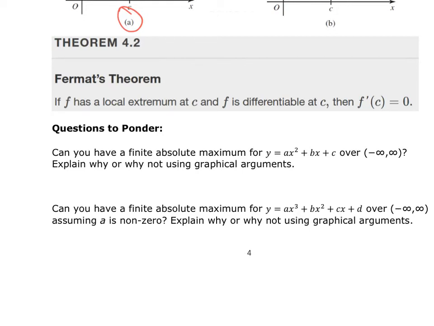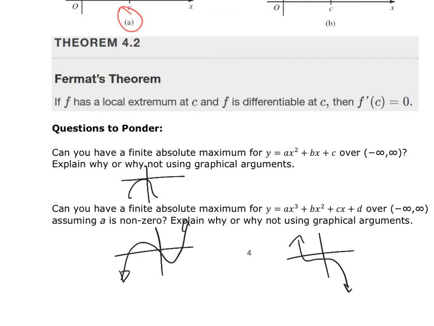Cubics are going down forever on one side and going up forever on the other, depending on what your leading coefficient is. Unlike a quadratic, in which we have one turning point, my cubic, if my leading coefficient is positive, is going to look something like that. If my leading coefficient is negative, all that does is change the direction, but I'm never going to have an absolute.